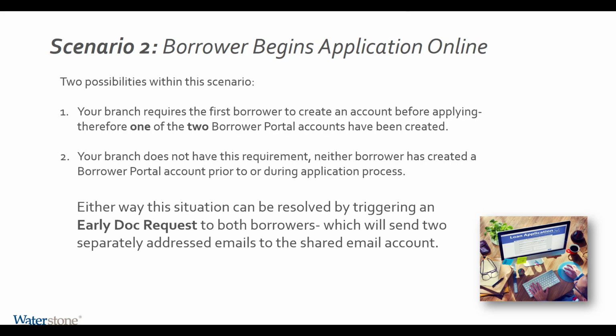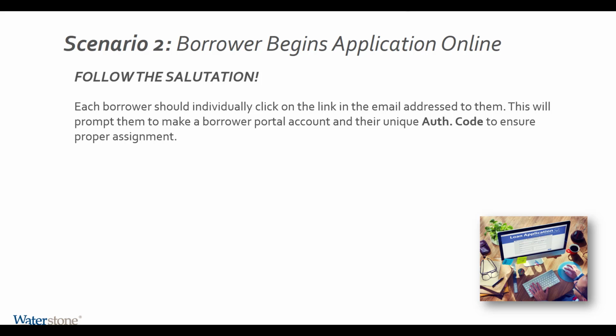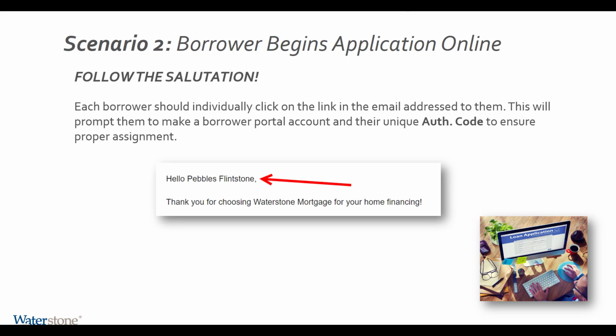The solution either way can be resolved if you trigger an early doc request to both borrowers, which is going to send two separately addressed emails to that shared email account. And just like in Scenario 1, it's important your borrowers follow the salutation. So each borrower needs to individually click on the link in the email that is addressed to them. This will prompt them to make a borrower portal account, and their unique authentication code will be entered to ensure proper assignment. Let's take a look at how to send that early doc request.